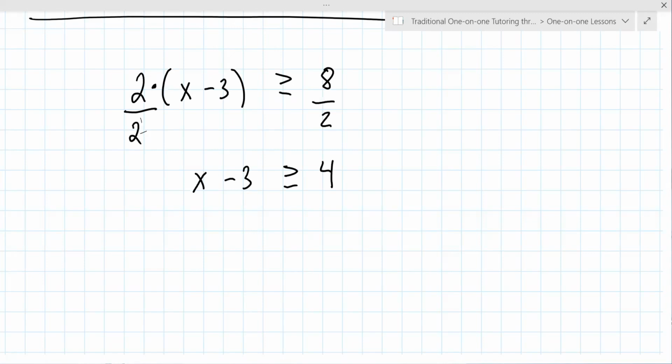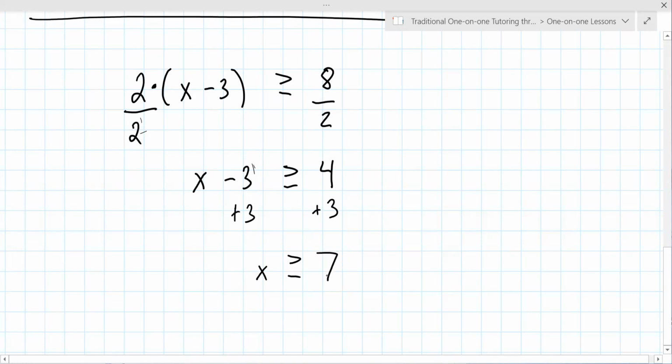So what is keeping x from being by itself? How do you undo this one right here, the one I'm circling? Are you able to see my screen? Is it like you have to add 3? Yes, you have to add 3, and then that right there equals 7. Okay.